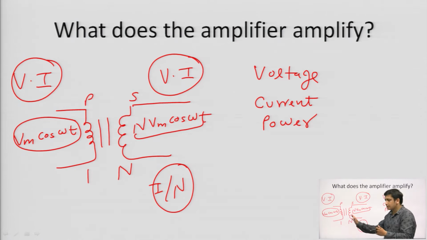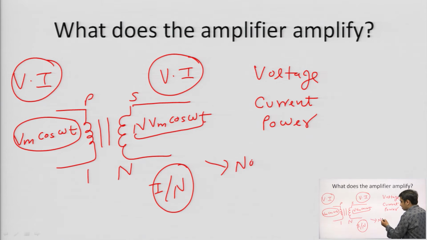If we want to increase the current level, just reverse this turn ratio, make it n:1, it will increase the level of current, but in that case the voltage will be reduced. So ultimately the V dot I product will be constant. If the V dot I product is constant, your power is conserved, your power is not amplifying. So this transformer is not an amplifier, fine.